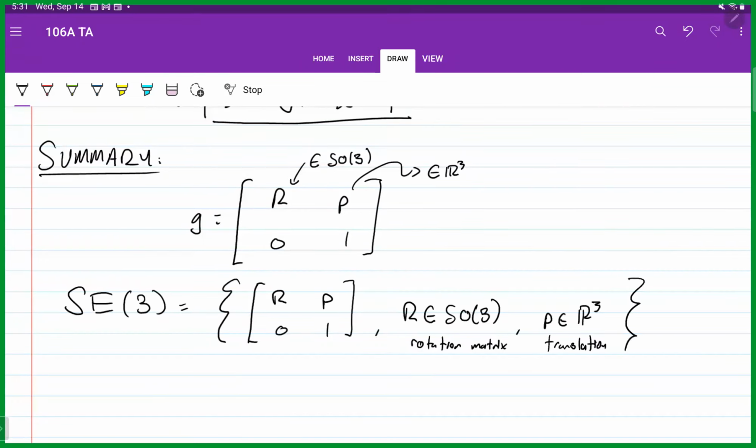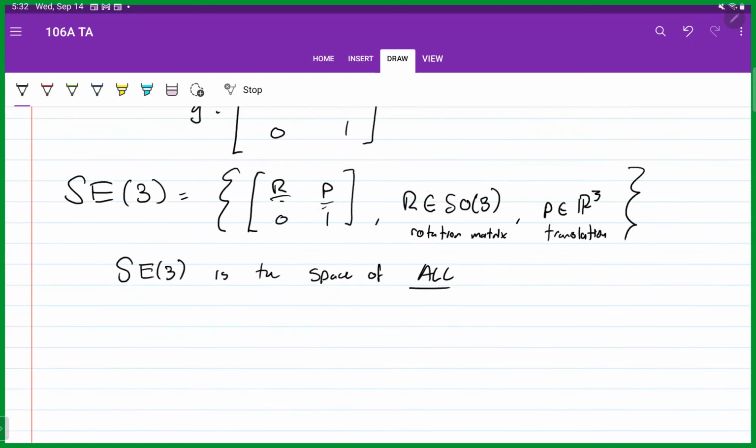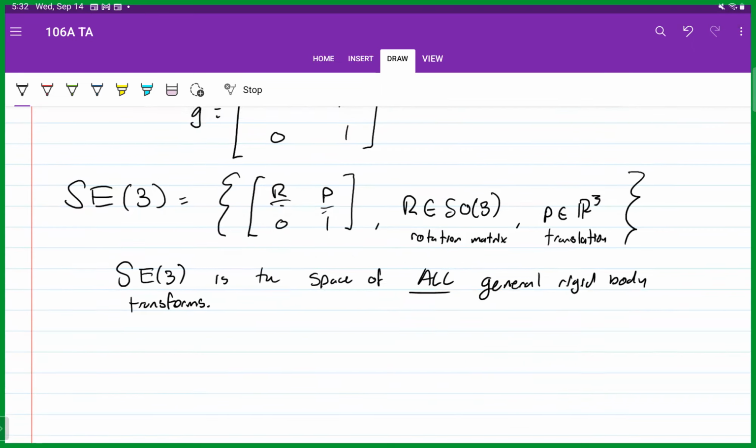Okay. And because it has this property where it has this rotation and this translation, we say SE3 is the space of all general rigid body transforms. So as long as it's a rigid body transform, we're going to be able to represent it using this form.